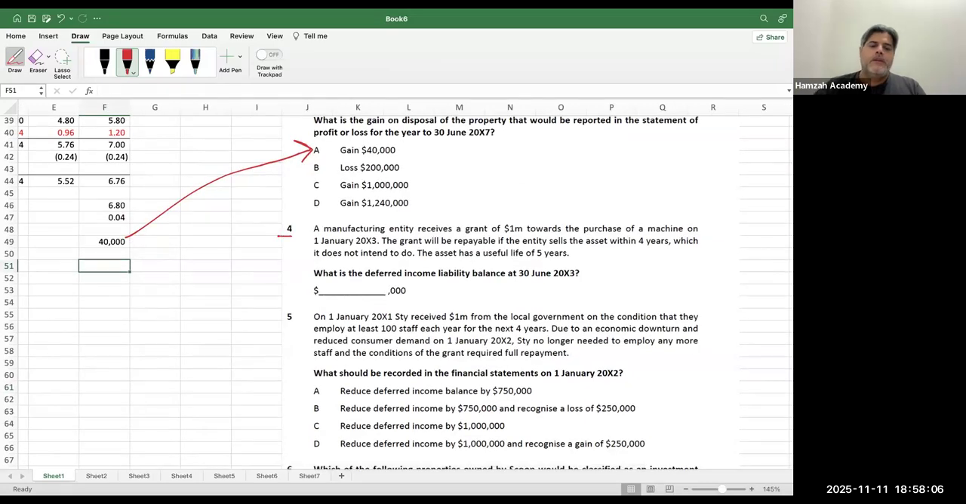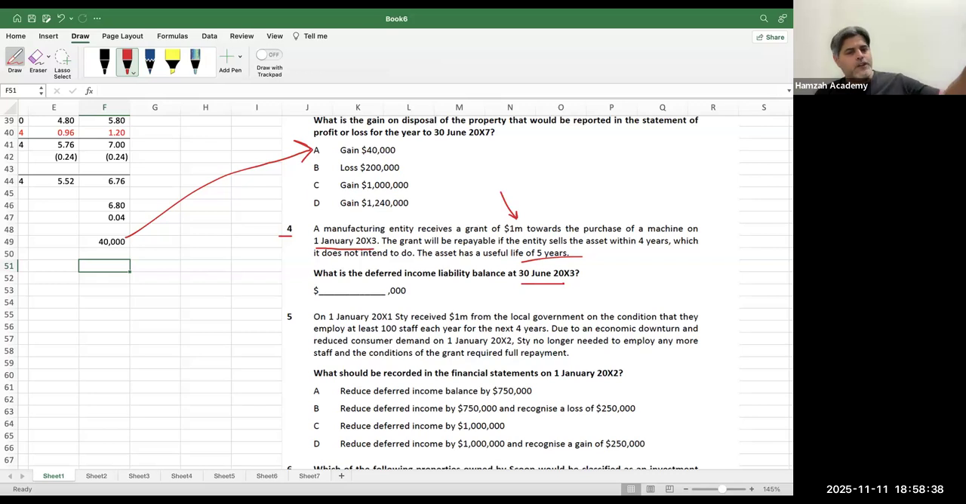question number 4. A manufacturing entity receives a grant of 1 million towards the purchase of a machine on 1st January. The grant will be repayable if the entity sells the asset within 4 years, which it does not intend to do. Now, the asset has a useful life of 5 years. The useful life is 5 years. We got the grant on 1st January. The grant is of 1 million. The year end is 30th June.